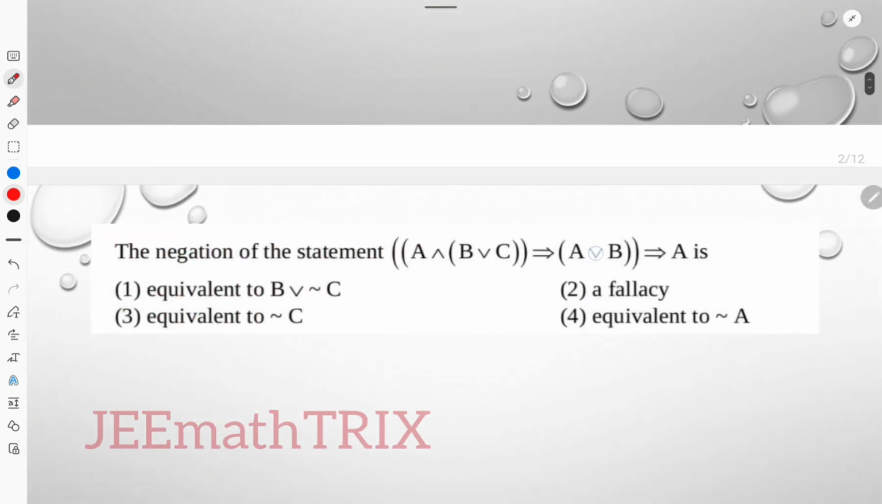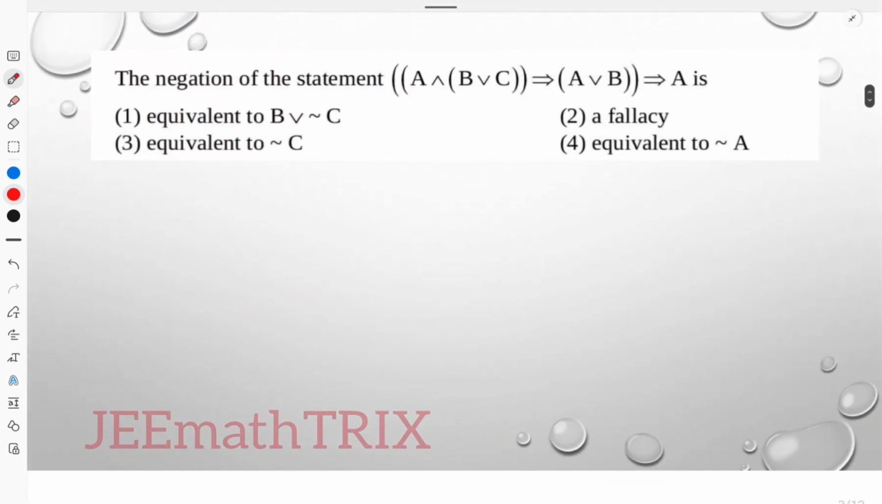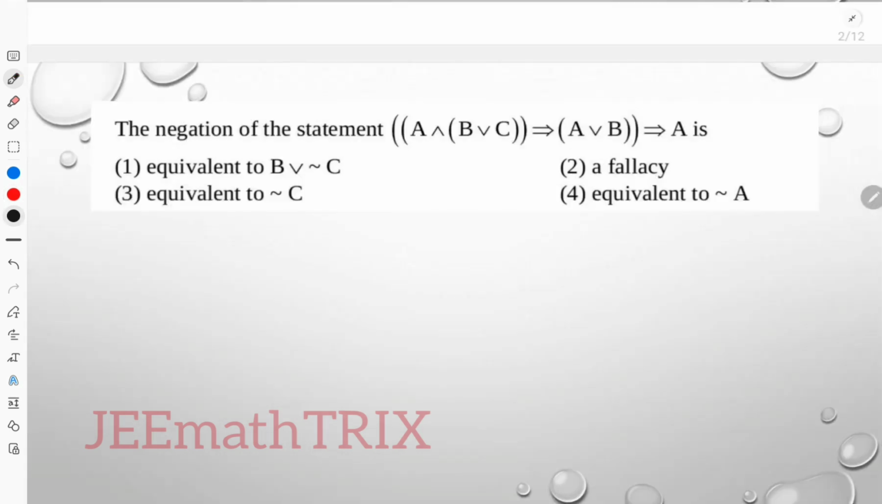Okay, let's look into another question. We need to find which of the following options is equivalent to the above statement. And here the negation is given. Generally, people forget to look at this. Whatever statement comes out here, we have to take its negation, and that is equal to which of the following options.